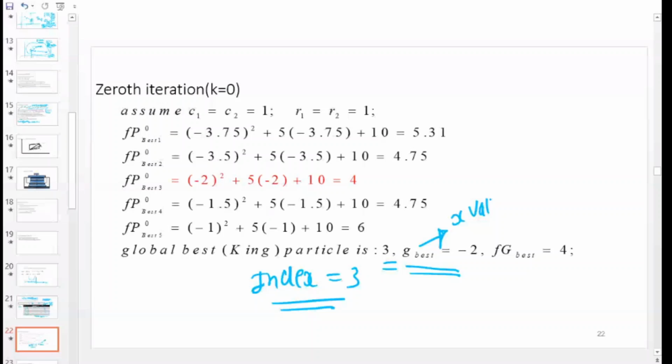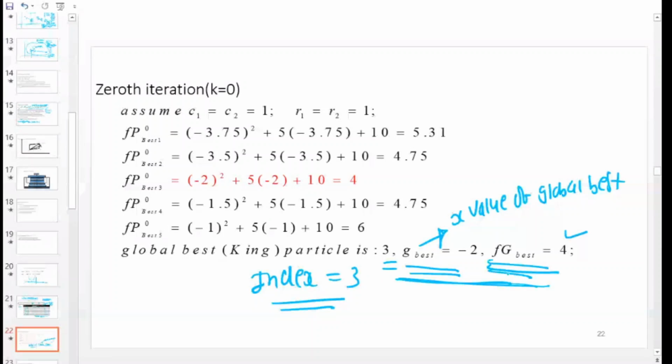And what is the function value? F G based. F means function value. Function value corresponding to global based particle, it is 4. So at the end of 0th iteration, we obtain these values, right? Now we will use equation number 3 and 4 to update the x values of each particle. Then we will make the comparisons and we will update the global based particle as well as personal values.